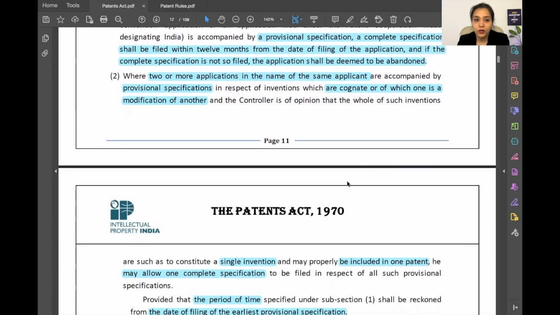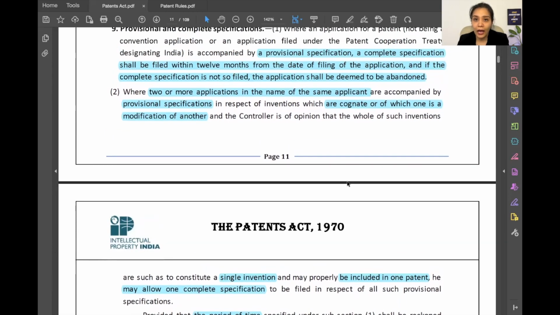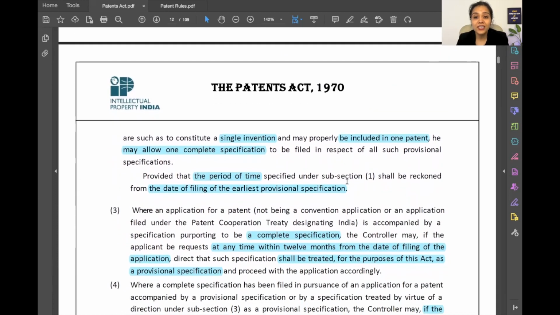Now let's go to subsection 2, which says where two or more applications in the name of the same applicant are accompanied by provisional specifications in respect of inventions which are cognate or of which one is a modification of another, and the controller is of the opinion that the whole of such inventions are such as to constitute a single invention and may properly be included in one patent, he may allow one complete specification to be filed in respect of all such provisional specifications, provided that the period of time specified under subsection 1 shall be reckoned from the date of filing of the earliest provisional application.